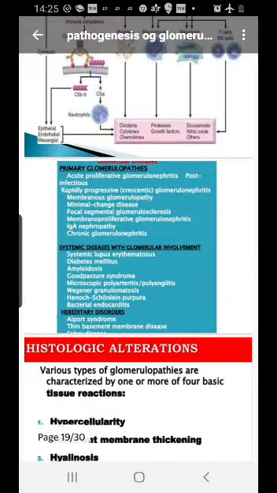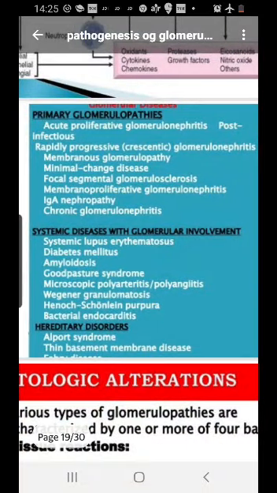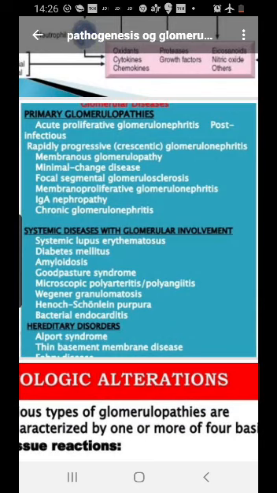Alright, so let's talk about the nephritic syndrome, the primary and the systemic glomerular diseases. The most common cause of nephritic syndrome is post-streptococcal or post-infectious glomerulonephritis, which is again an exam question. Then we have rapidly progressive glomerulonephritis as the second cause, and then membranous glomerulopathy, minimal change disease and focal segmental glomerulosclerosis, which are more commonly about nephrotic syndrome. Then membranoproliferative, which can be both. IgA is again nephritic.